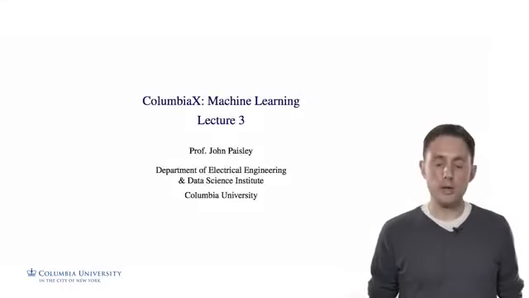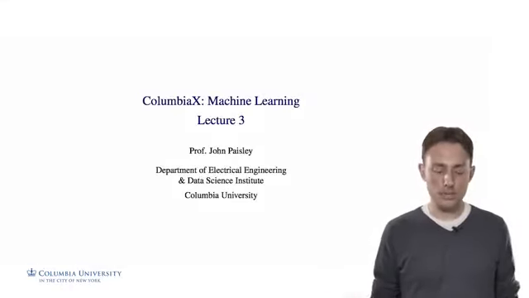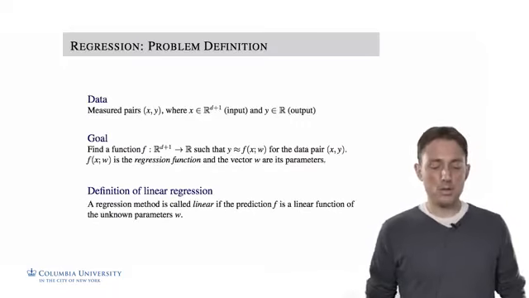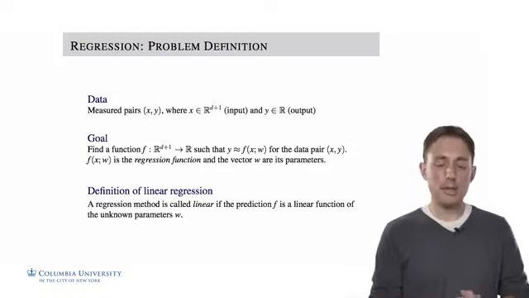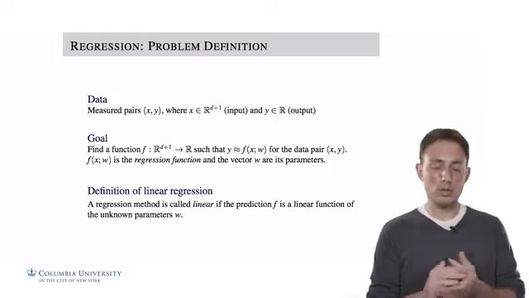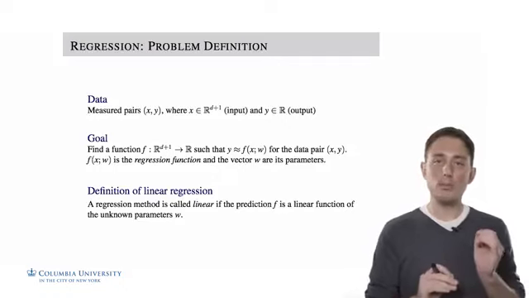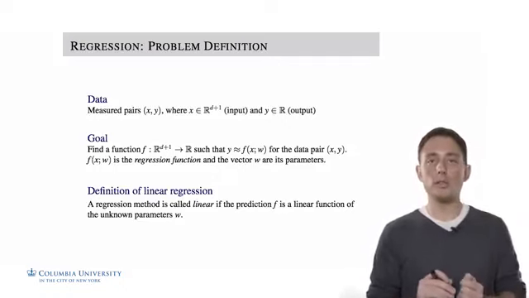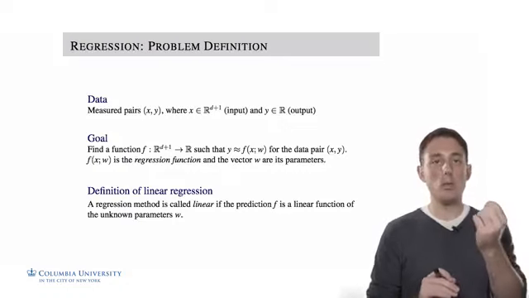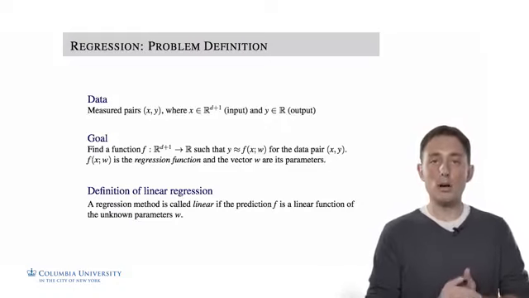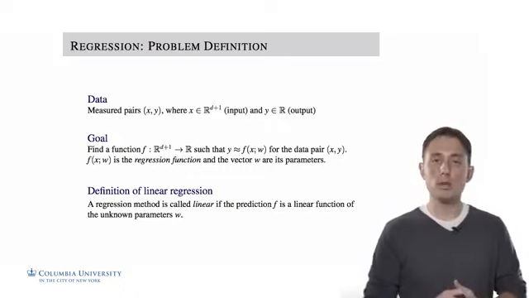Okay, so in the third lecture, we're going to continue our discussion on linear regression. So let's remind ourselves what the problem is. Again, we have as data measured pairs x, y, where x is the input, and we'll assume that's in R^(d+1). The plus 1 is because we take each input x and attach a 1 to the first dimension of it, so we extend it by 1 dimension for the offset. And the output y is in R. So we're predicting a real valued output, which is what makes it a regression problem.